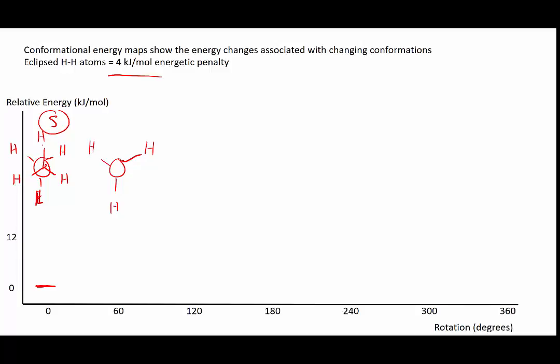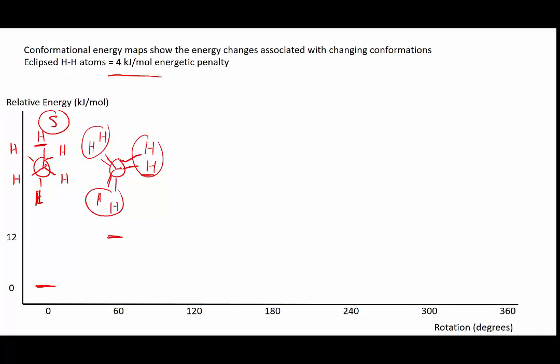I'm going to underline the hydrogen that you should focus on. As that rotates 60 degrees, it ends up in an eclipsed conformation. Again, that's this hydrogen here. We have 3 pairs of eclipsed hydrogens, so the energy jumps up to 12.